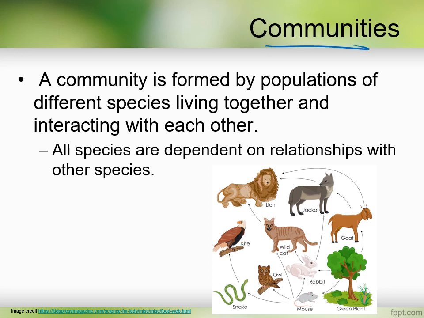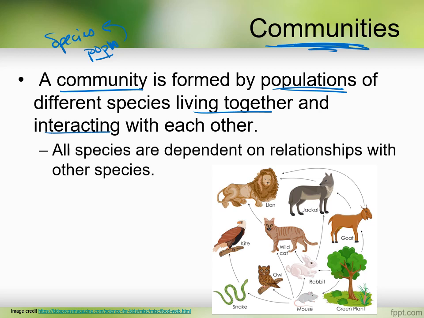Next vocab word of the day, community. So we talked about species, groups of organisms that can interbreed. We talked about populations. That's a shortcut for population, P-O-P-N. So populations are groups of the same species in the same space at the same time. Most of the time, we're going to have lots of different populations in the same space at the same time, and that's what a community is. So a community is all of the populations of different species that are living together at the same place, same time, and interacting with each other.